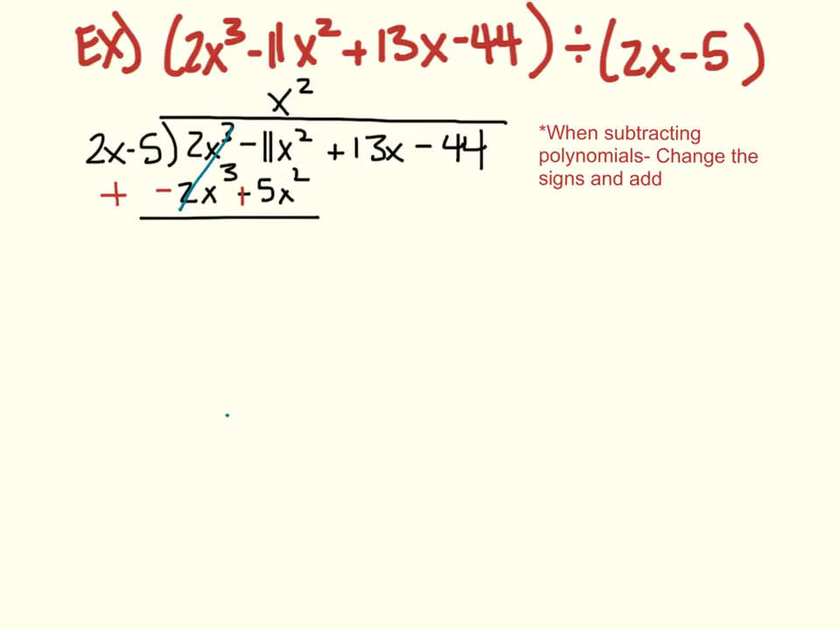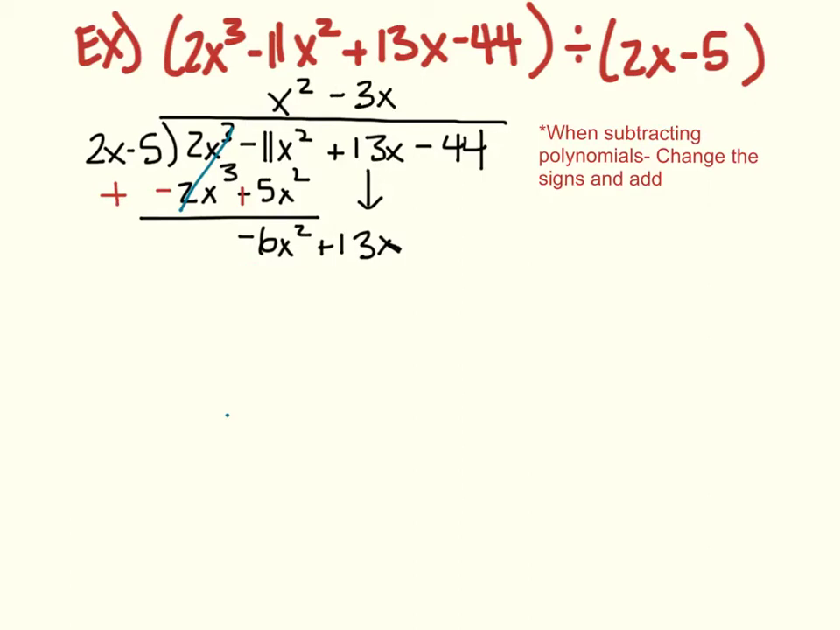And what's negative 11x squared plus 5x squared? Negative 6x squared. And what else do I have to do? Bring down 13x. So plus 13x. Now I have to say, how do I make 2x into negative 6x squared? Negative 3x will do that for me.